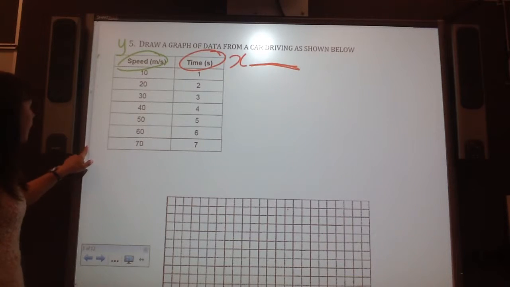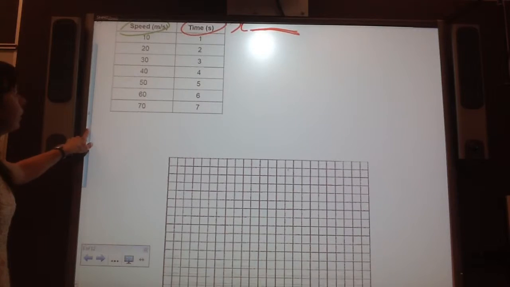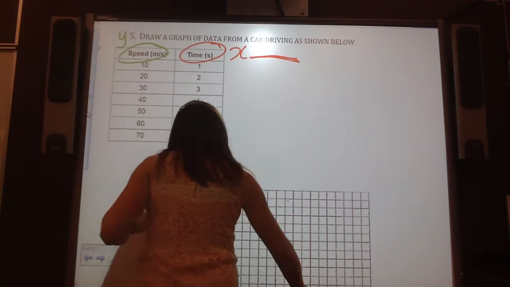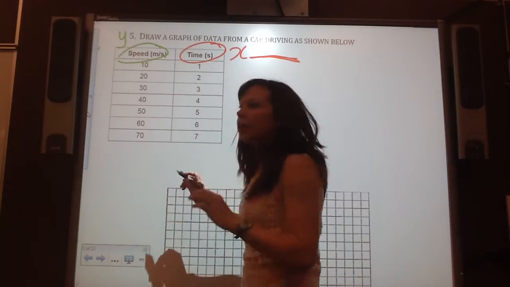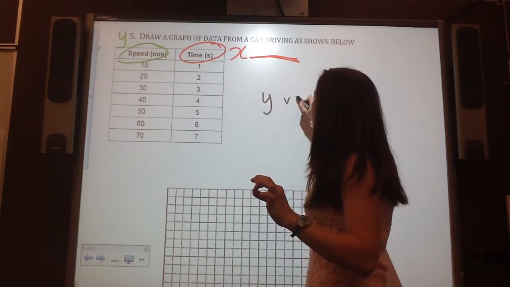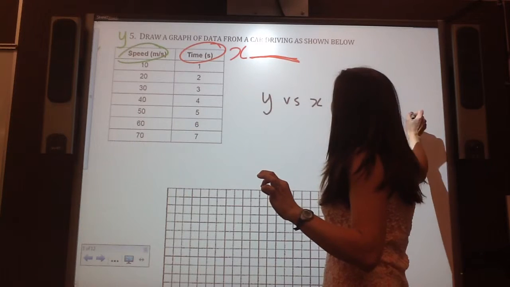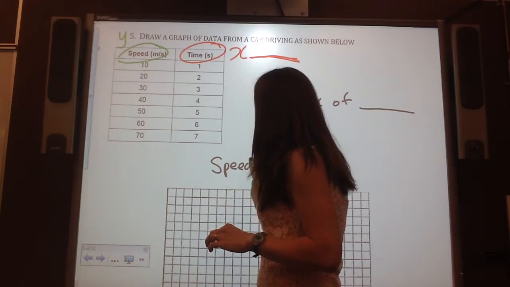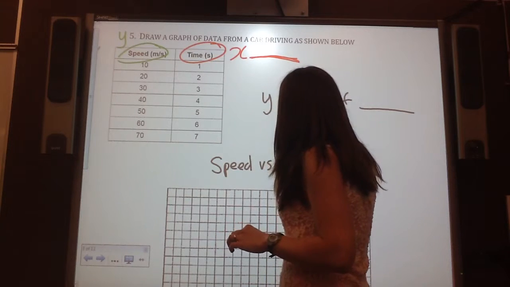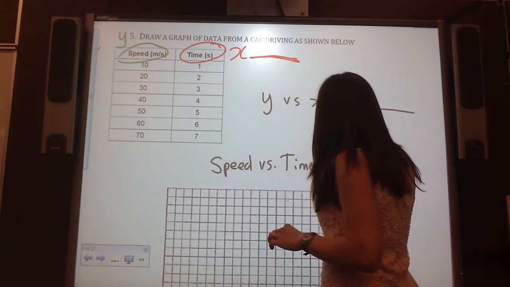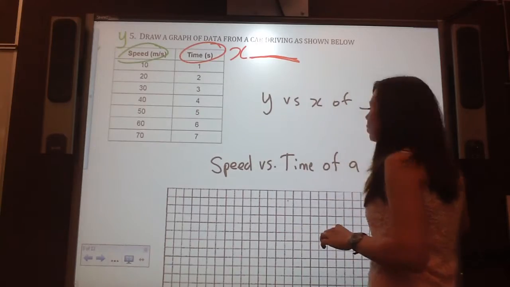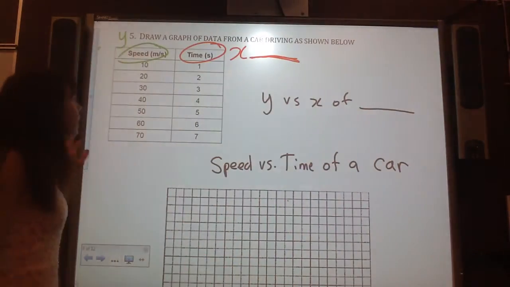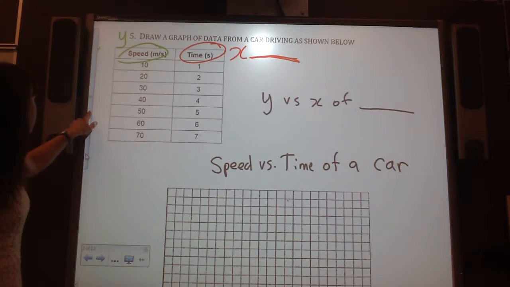Okay? So now what we're going to do is let's make our title first. So our title should always be y versus x of blah, okay? So this is speed versus time of a car. We're not told anything more about the car. It's just a car, okay? I don't know if it's a Lamborghini or what, okay?